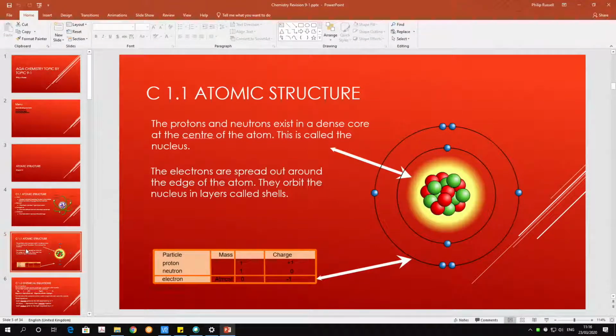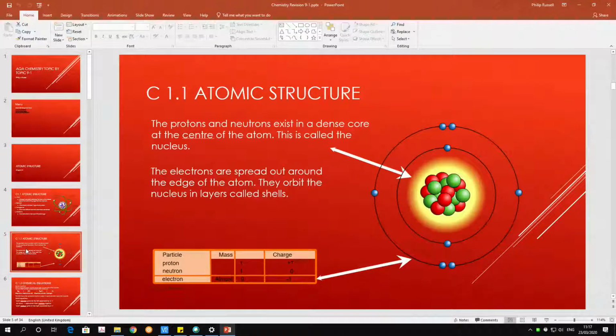Going round much further, we've got the electrons, which really don't have much mass at all. If you have to try and make an estimate for that, it's about a 2,000th of the mass of the nucleus. So really very light, but they have opposite charge to the proton.